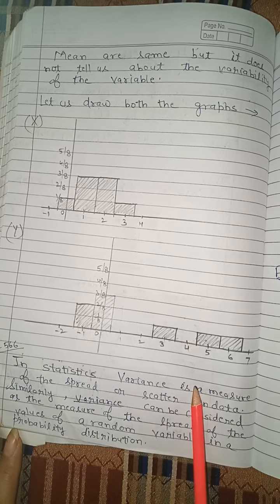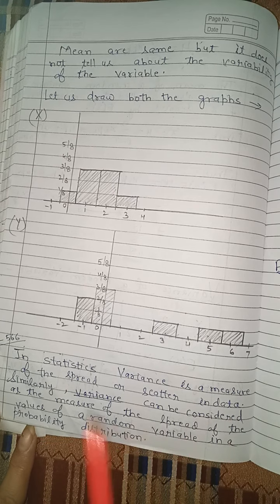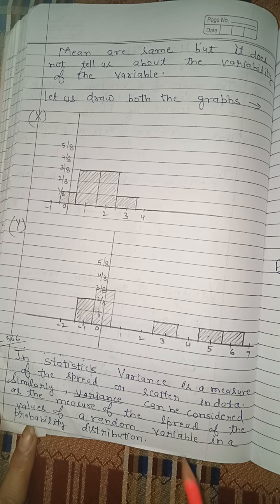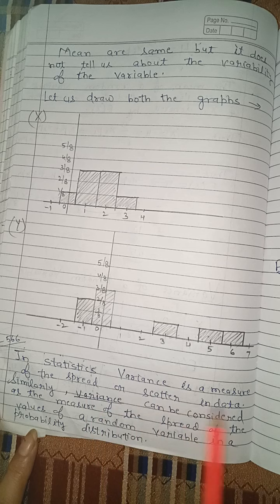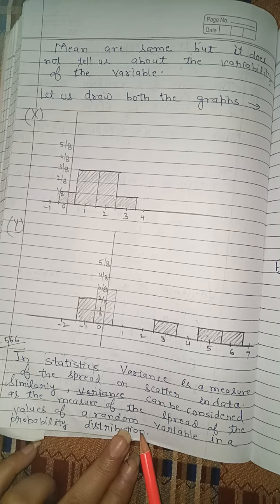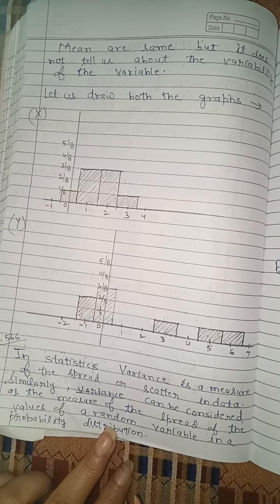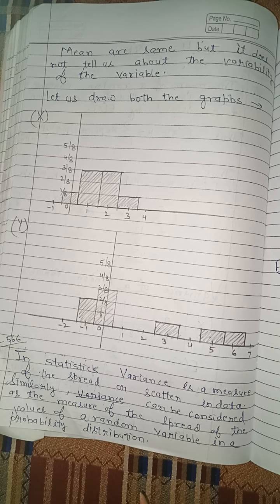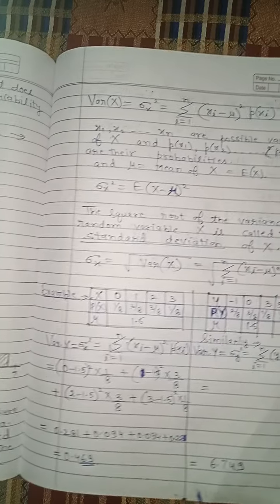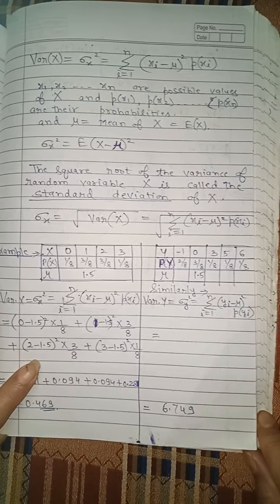In statistics, what does variance measure? It is a measure of the spread or scatter in the data. This is given in your NCERT book, page number 566. Similarly, variance can be considered as the measure of the spread of the values of a random variable in a probability distribution. So what is variance needed for? For finding out the spread of the values of the random variable. For these two tables, we will be finding out the variance. Then we will be able to see which is more variable. The thing which is more variable, having less consistency, means that it is less stable.